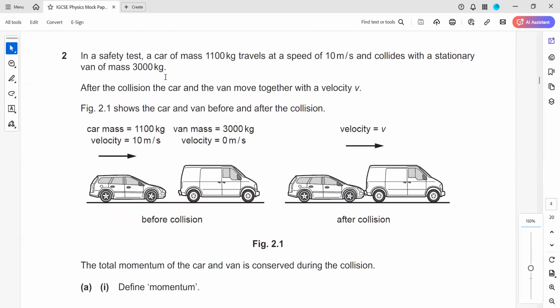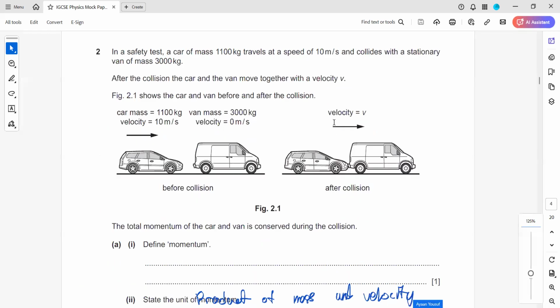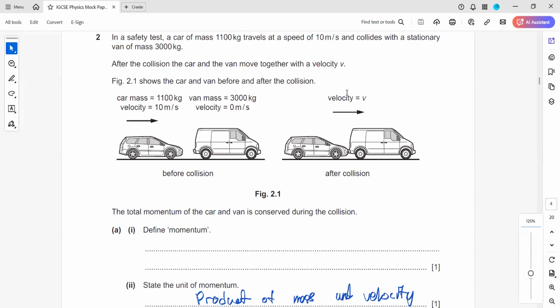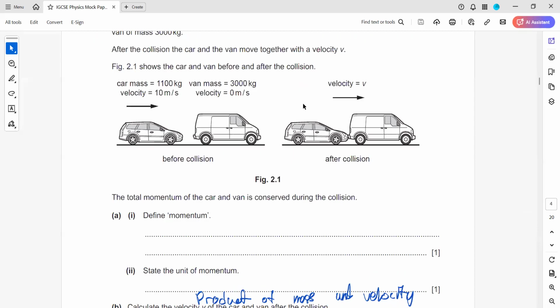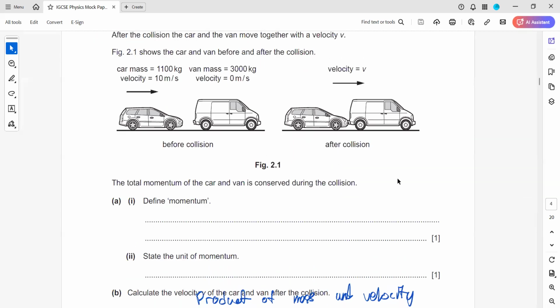The next question: in a safety test, a car of mass 1100 kilograms travelling at a speed of 10 meters per second collides with a stationary van of mass 3000 kg. After the collision, the van and the car move together. Whenever you see such a question in which objects are colliding, you will always use conservation of momentum to work out the speed. Total momentum before equals total momentum after.